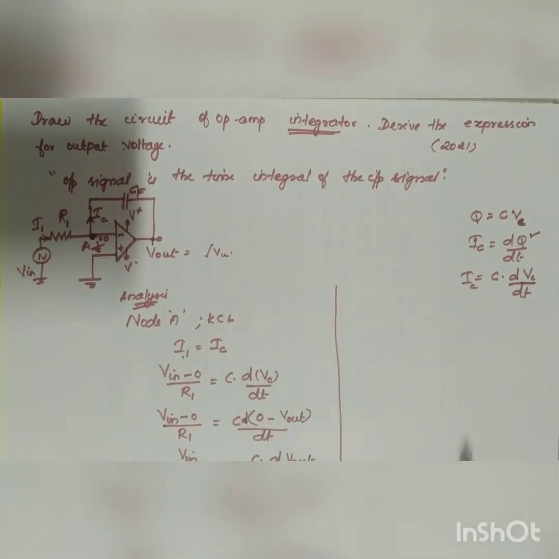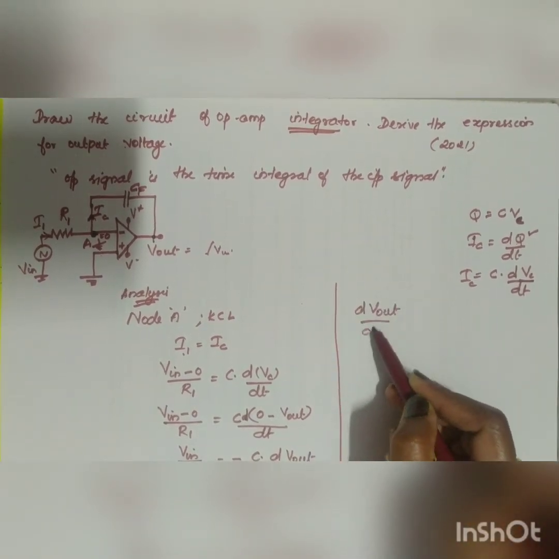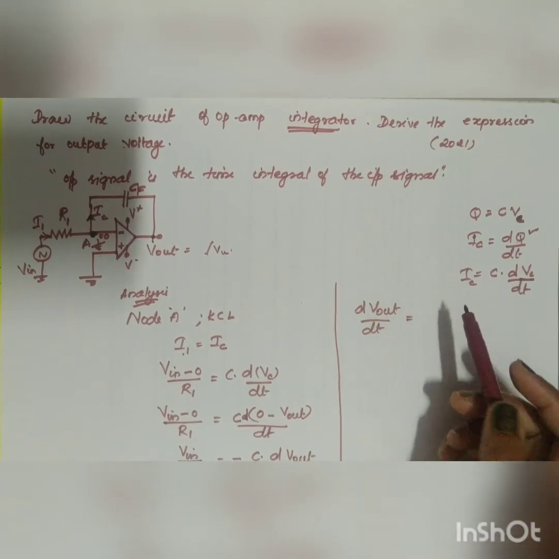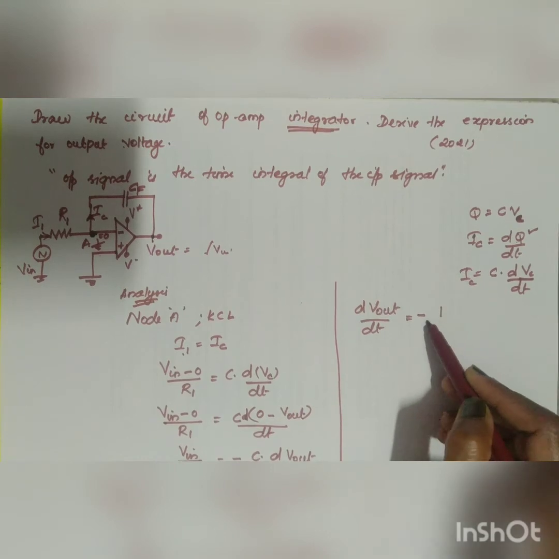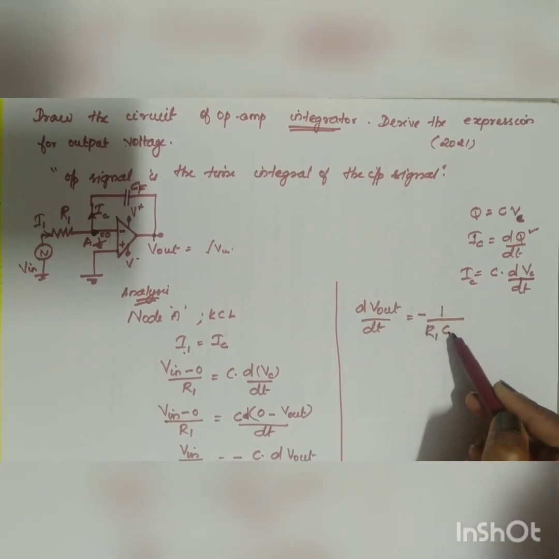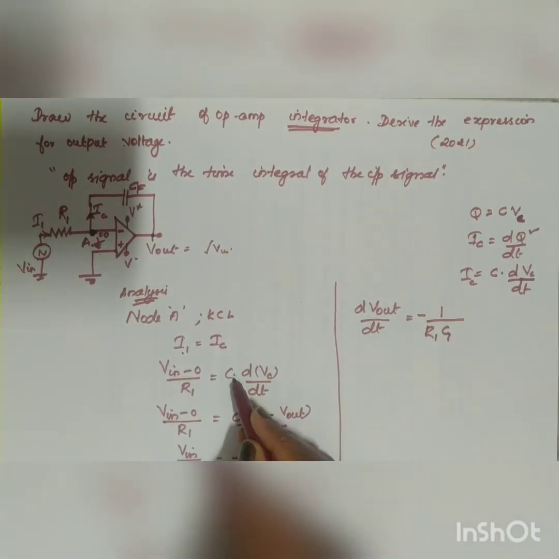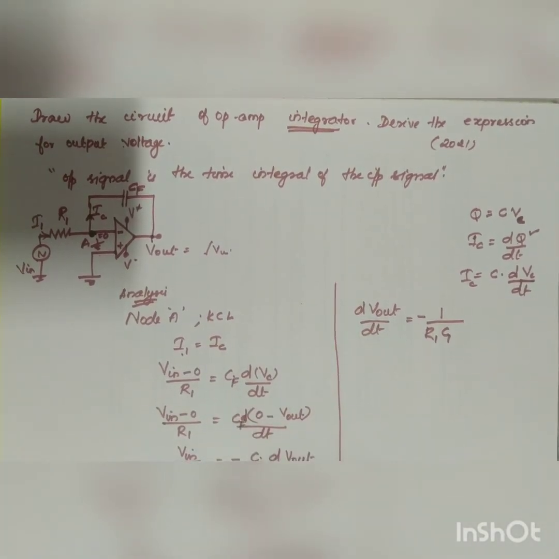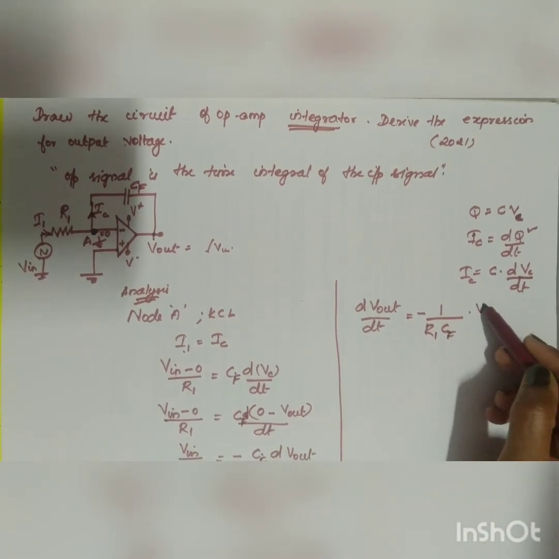Just rearrange this equation. What do you want here? V out. So d V out divided by dt is equal to minus 1 divided by R1 C. Since here it is CF, we will take it as CF. So minus 1 divided by R1 into CF into V in.